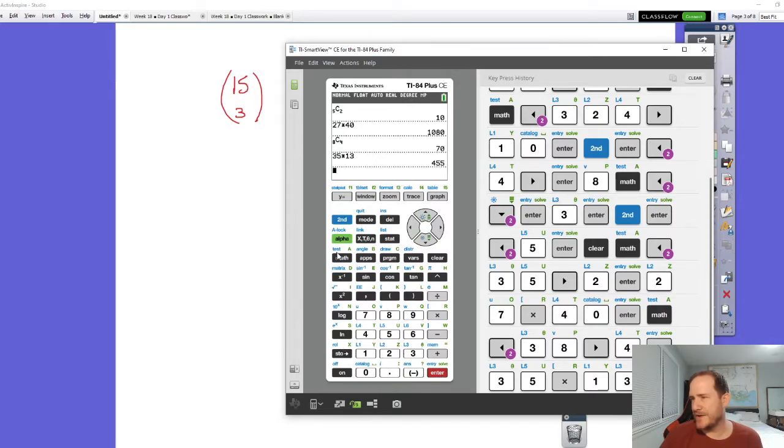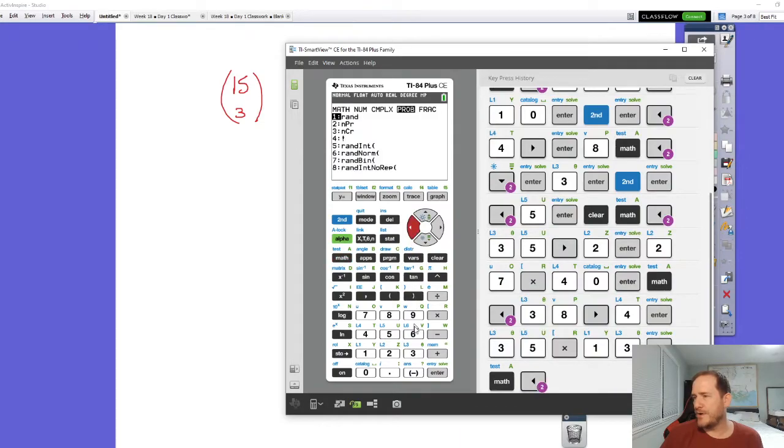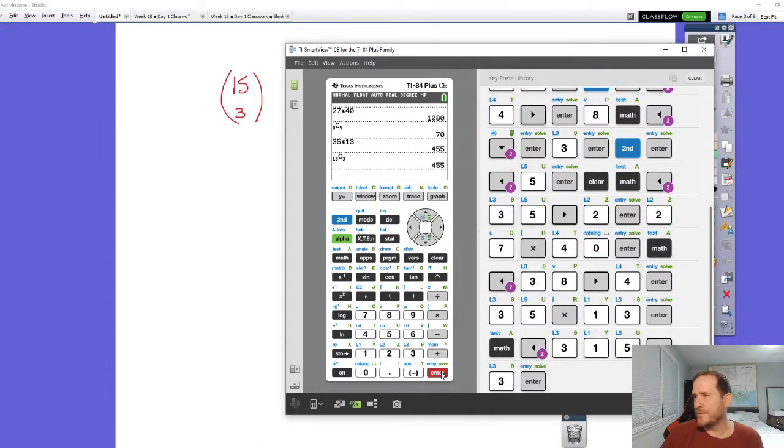Again, just to double check. You can go math, prob, nCr, 15 choose 3. We just said it should be 455, and it is. So we got it right.